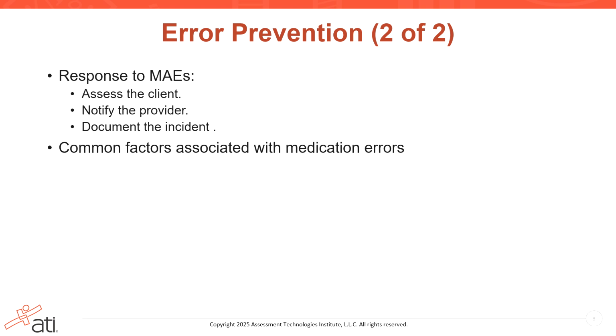We want to make sure that if we were to have an administration error, we are reporting that appropriately. So usually you have to fill out some type of incident report. You have to call the healthcare provider. You may have to call the patient's family. So anytime we see an error, it is a legal and ethical responsibility for us to report that error.